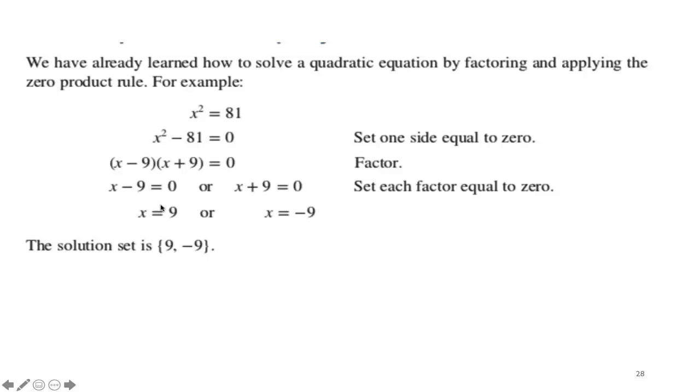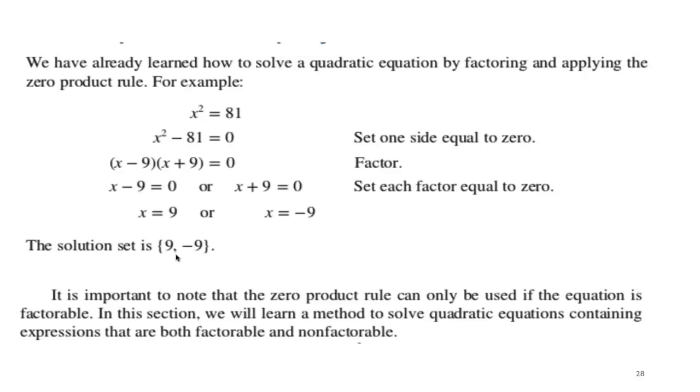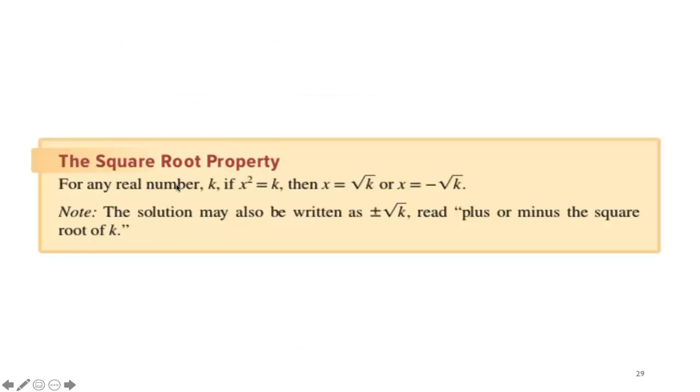This is 0 when x is 9. This is 0 when x is negative 9. So these are two solutions. So we saw this method last time. Now in this section we'll learn another method that helps us solve an equation that cannot be factored. Notice this is easy because I can factor, but what if something is not factorable?